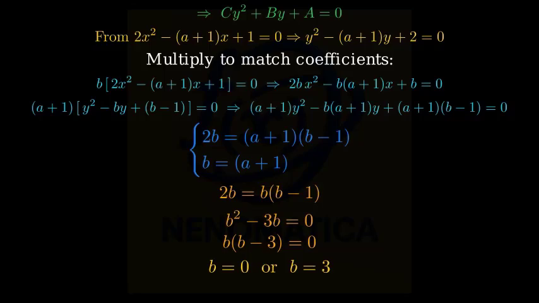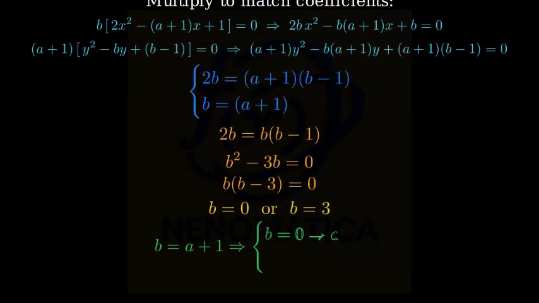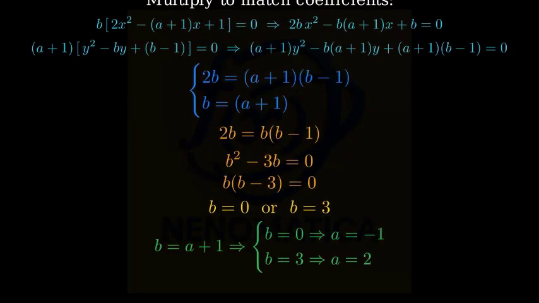Bring all terms to one side to get b squared minus 3b equals 0, which factors as b times (b minus 3) equals 0. So b is 0 or b is 3. Since b equals a plus 1, the two corresponding values are, if b equals 0, then a equals negative 1. If b equals 3, then a equals 2. But we must check which pair actually satisfies the inverse roots condition.